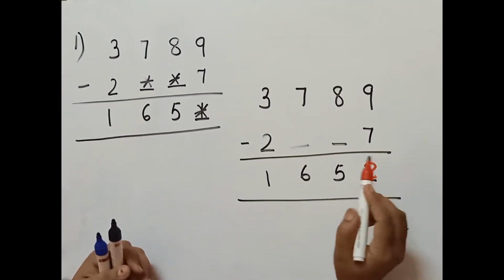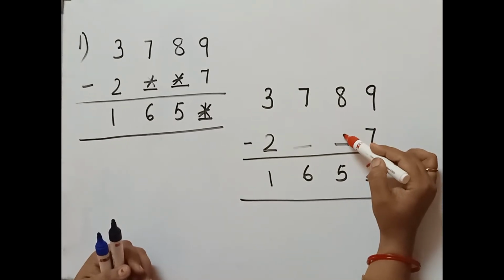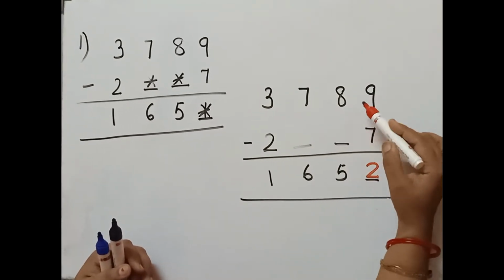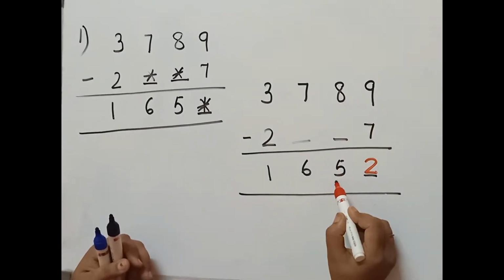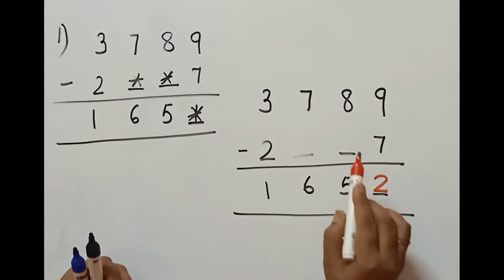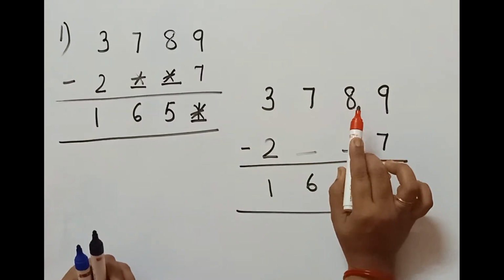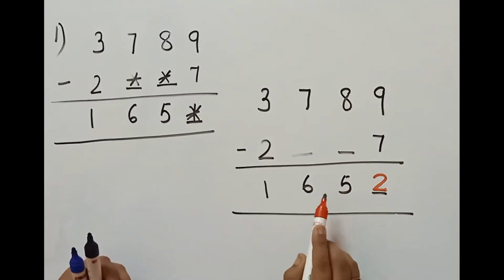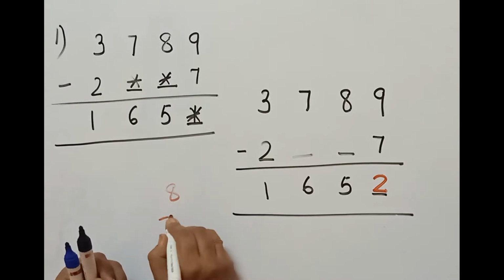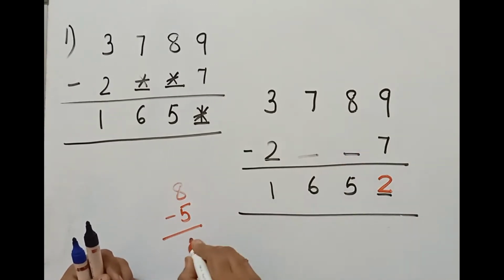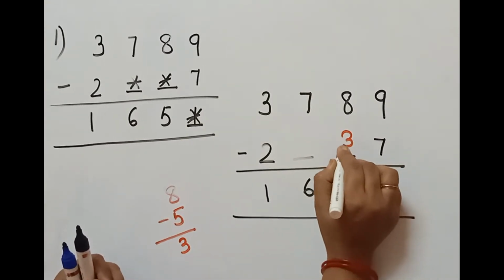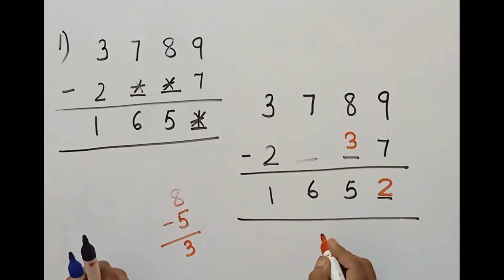Okay, we have done that. Now how are we going to find this number? Which number will lie here? So what are we going to do? Here the first number is given to you, the second number is given to you. We have to subtract this number from this number. So 8 minus 5, we are getting 3. So here your answer will be 3.